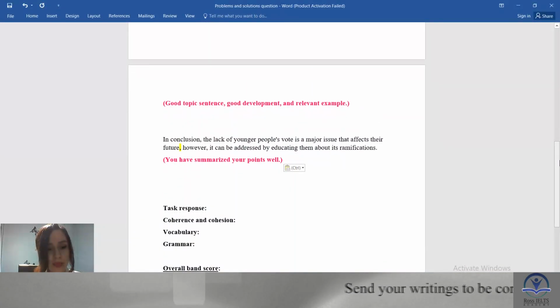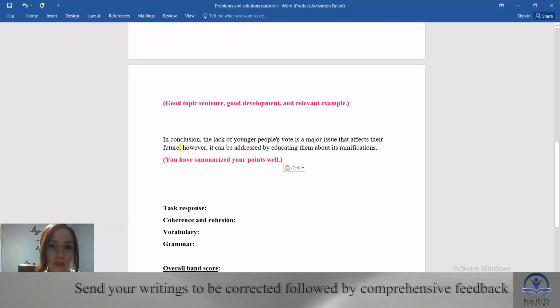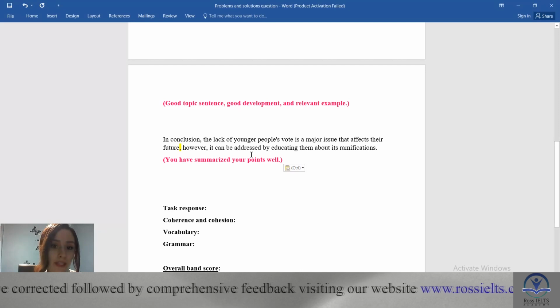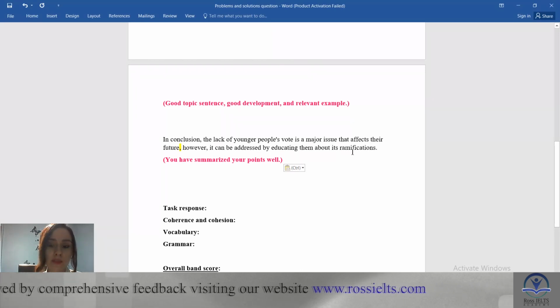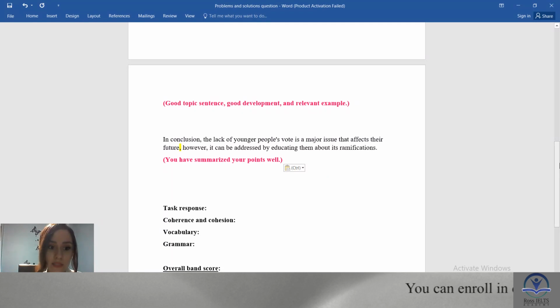Now let's see how the last paragraph, which is the conclusion, is written here. In conclusion, the lack of younger people's vote is a major issue that affects their future. However, it can be addressed by educating them about its ramifications. Again, in the conclusion, I can see that every point that was mentioned in the introduction and extended in the body paragraphs has been summarized really well in the conclusion. So I can say, yeah, it's a good conclusion based on the first criteria, which is task response.